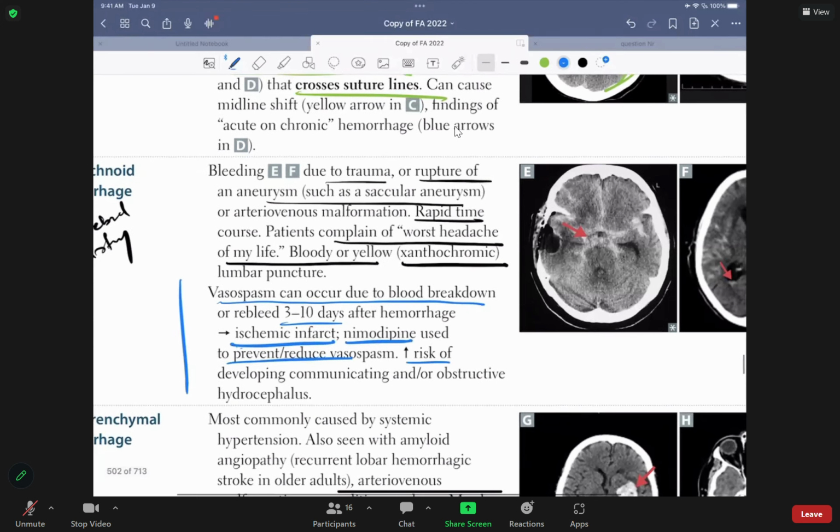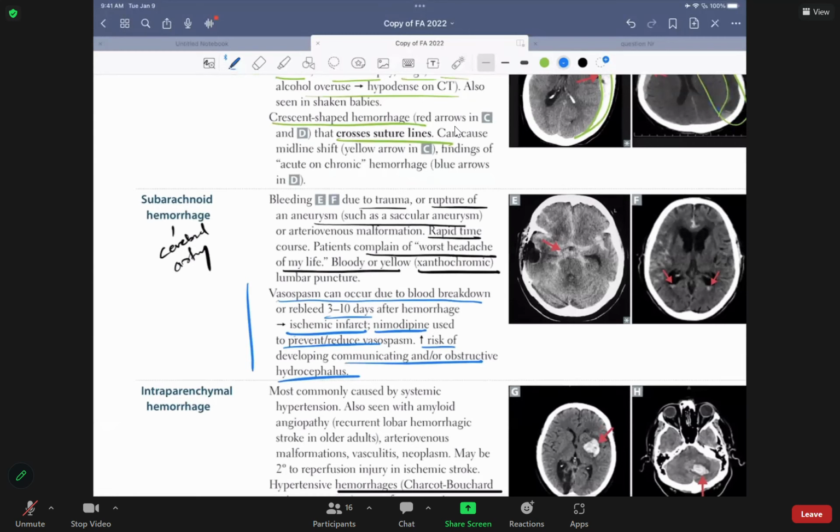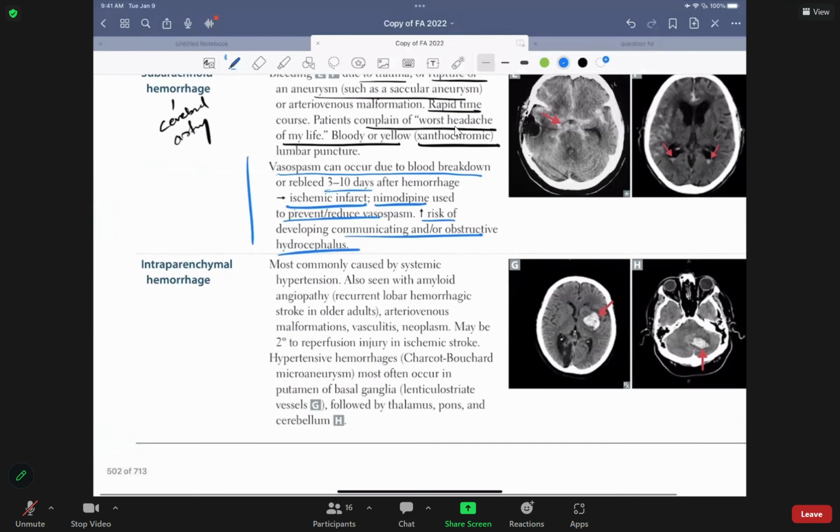Now, increased risk of communicating hydrocephalus. We just talked about that. Is that clear, folks? All right. So that's subarachnoid hemorrhage. Any question for me? No. The last one.